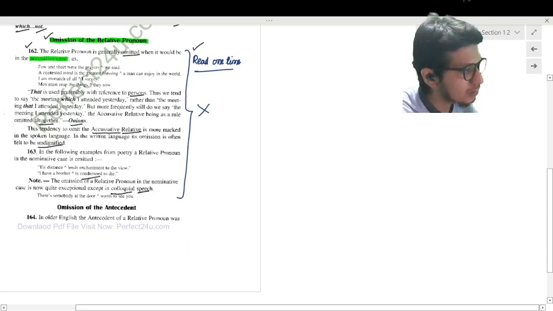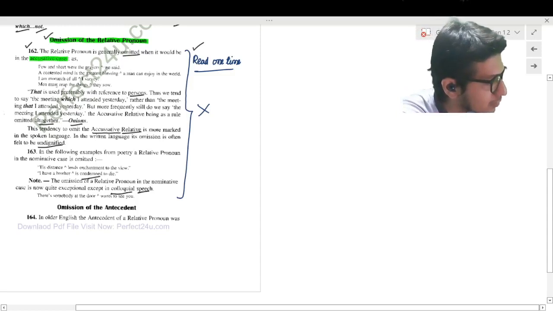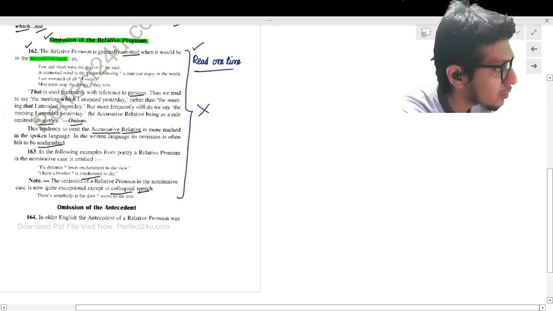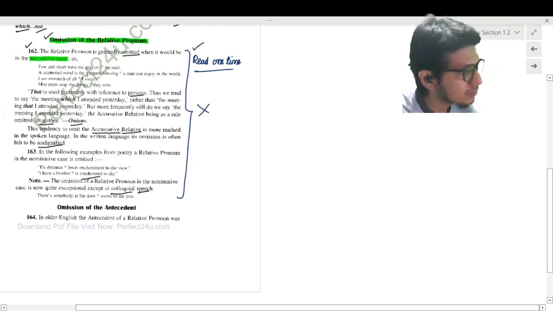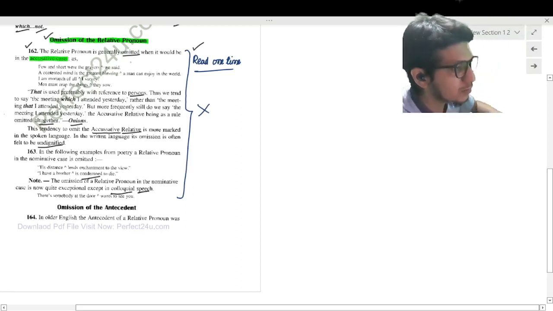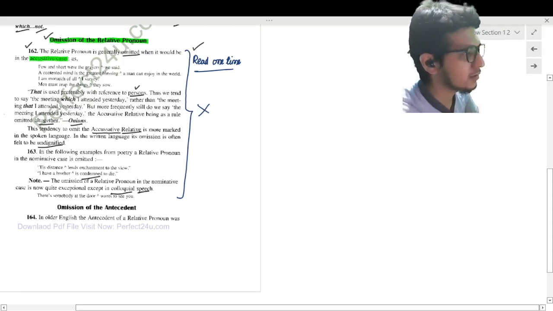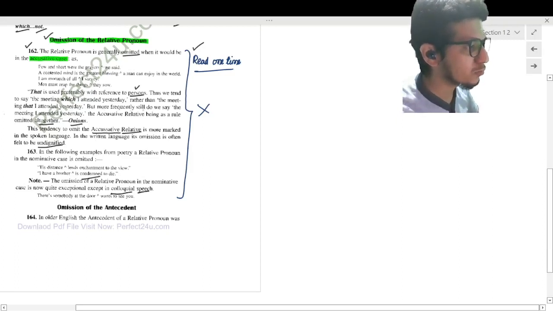The relative pronoun is generally omitted when it would be in accusative case. For example, few and short were the prayers we said. Okay. That is used preferably with reference to person. Thus, we tend to say the meeting which I attended yesterday rather than the meeting that I attended yesterday. But more frequently still do we say the meeting I attended yesterday, the accusative relative being as a rule omitted altogether.